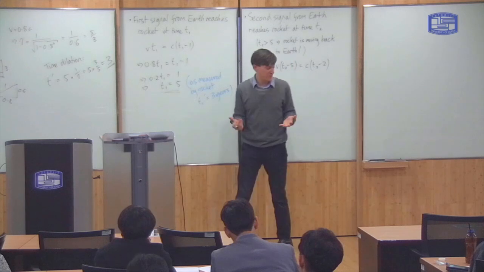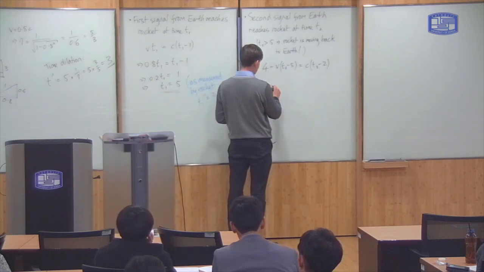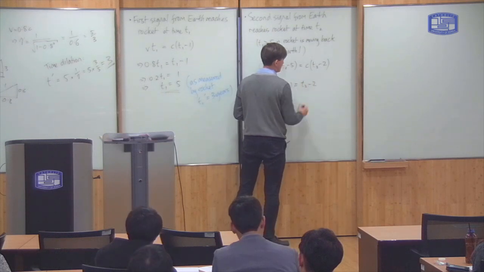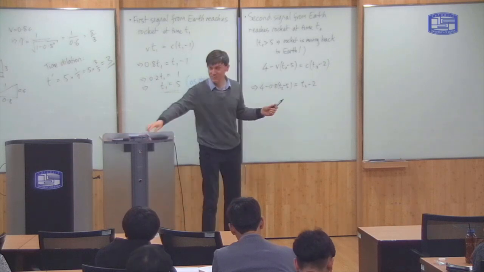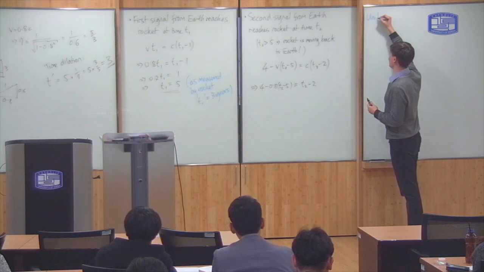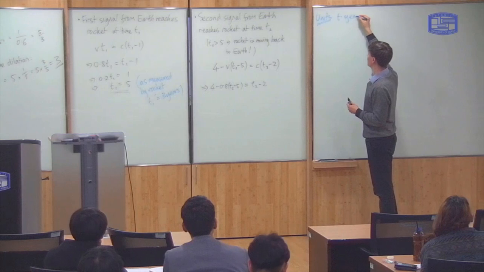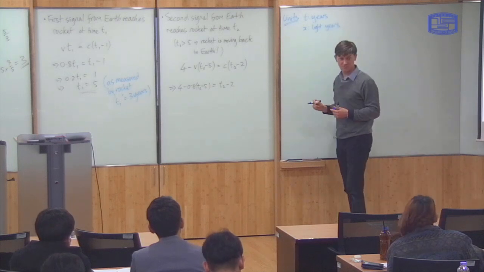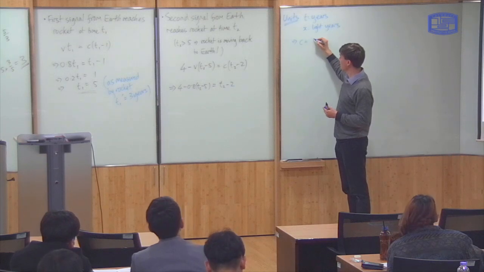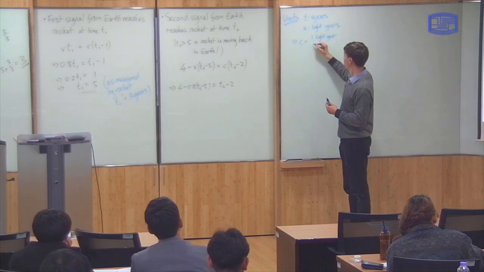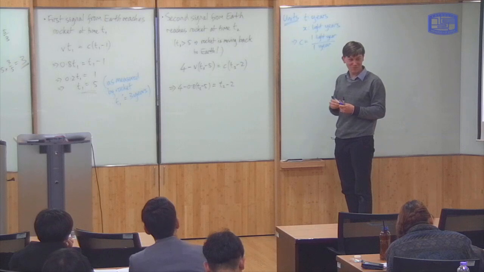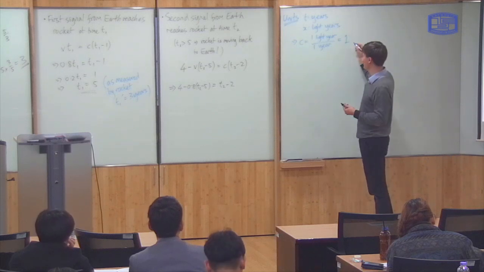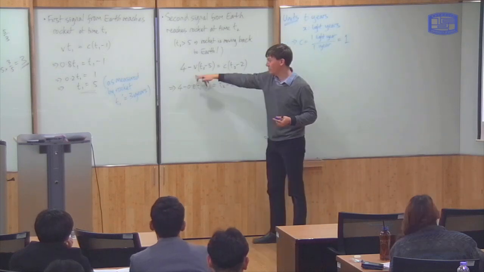Again, you just have to solve this equation to find t2. So you get 4 minus 0.8 times (t2 minus 5) equals t2 minus 2. If it's confusing, look at the units we're using. We're measuring time in years, and we're measuring distance x in light years. A consequence of this choice of units is that the speed of light is 1 light year per year. That's the definition of a light year: the distance light travels in 1 year. So in these units, the speed of light is 1. That's why I can just write 1 here and 0.8 there.